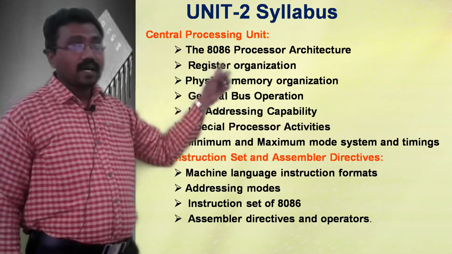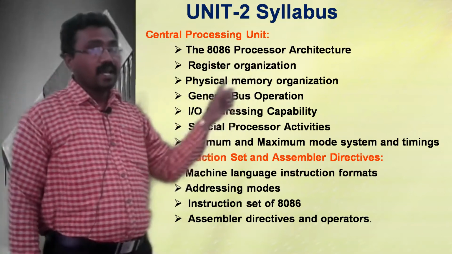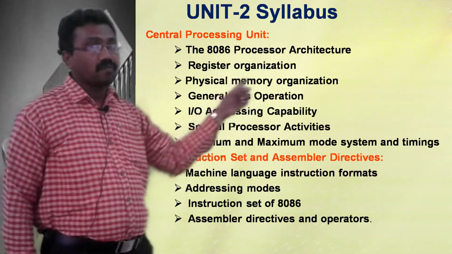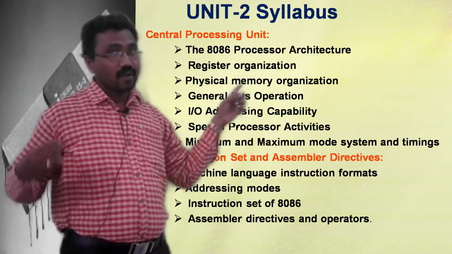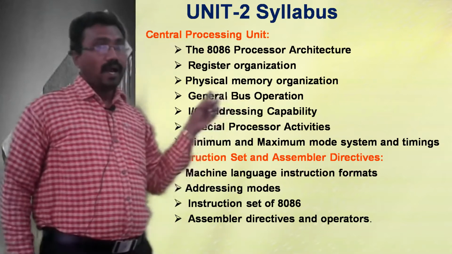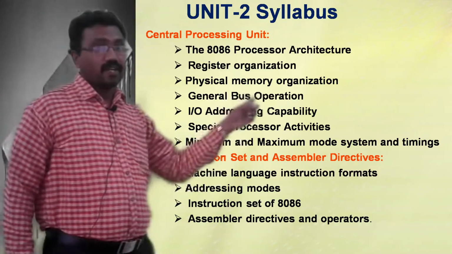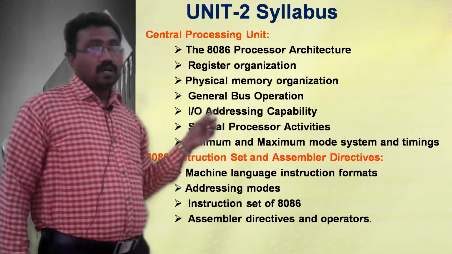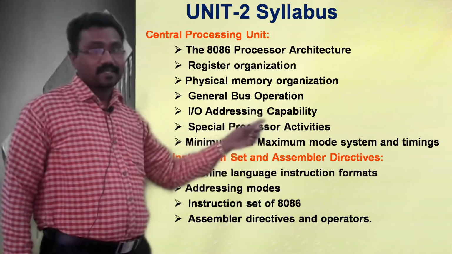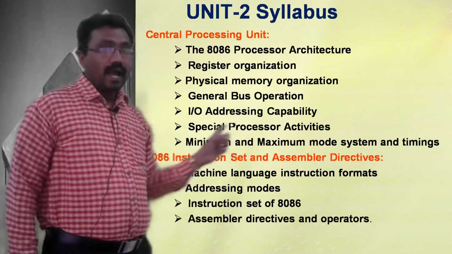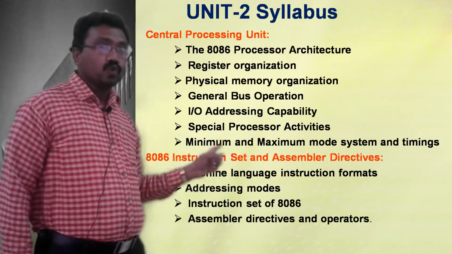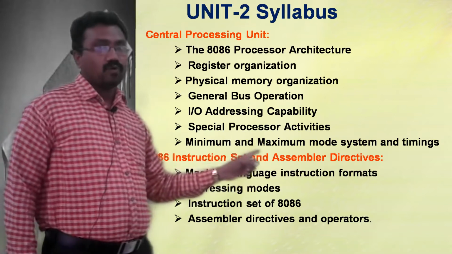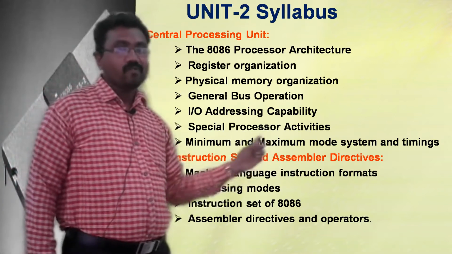What registers are available in the 8086, and what is the physical memory organization of the 8086. The physical memory size of the 8086 is 1 MB. Then the general bus operations of the 8086, how the 8086 addresses the IO devices, that means IO addressing capability, and what the special processor activities are. The 8086 operates in 2 modes, minimum mode and maximum mode. We'll see the timing diagrams of minimum mode and maximum mode.